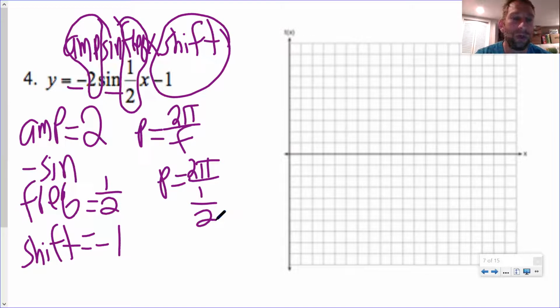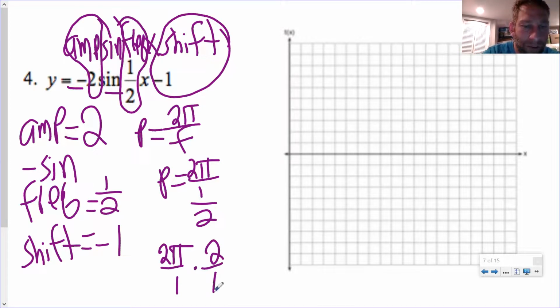I want you to try and find the period from here on your own. I'll give you about 20 seconds, then I'll go over it. I want you to find the period to divide 2 pi by 1/2. I would not use the calculator for this, by the way. I would do it by hand. Keep, change, flip. 2 pi times 2 is 4 pi over 1 is 4 pi.